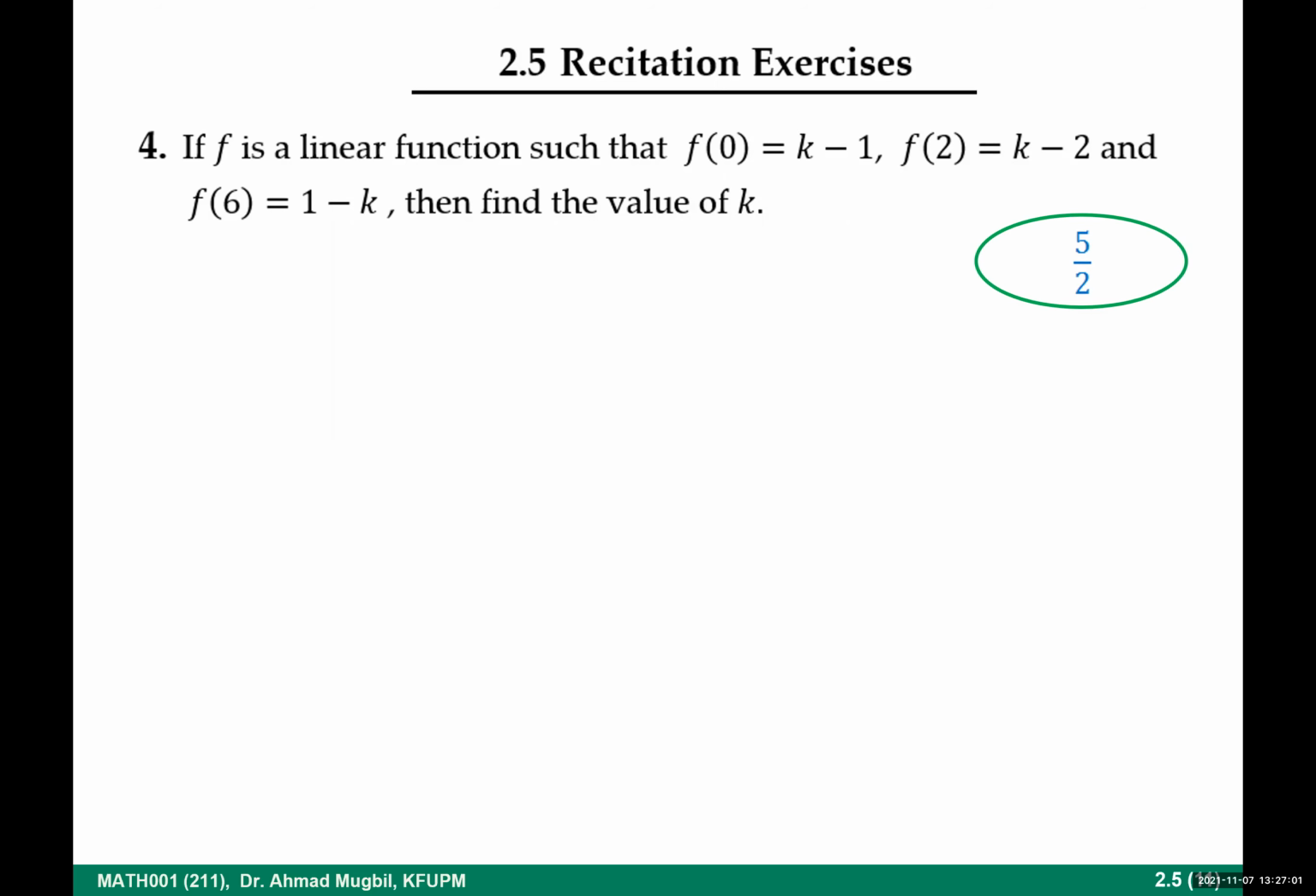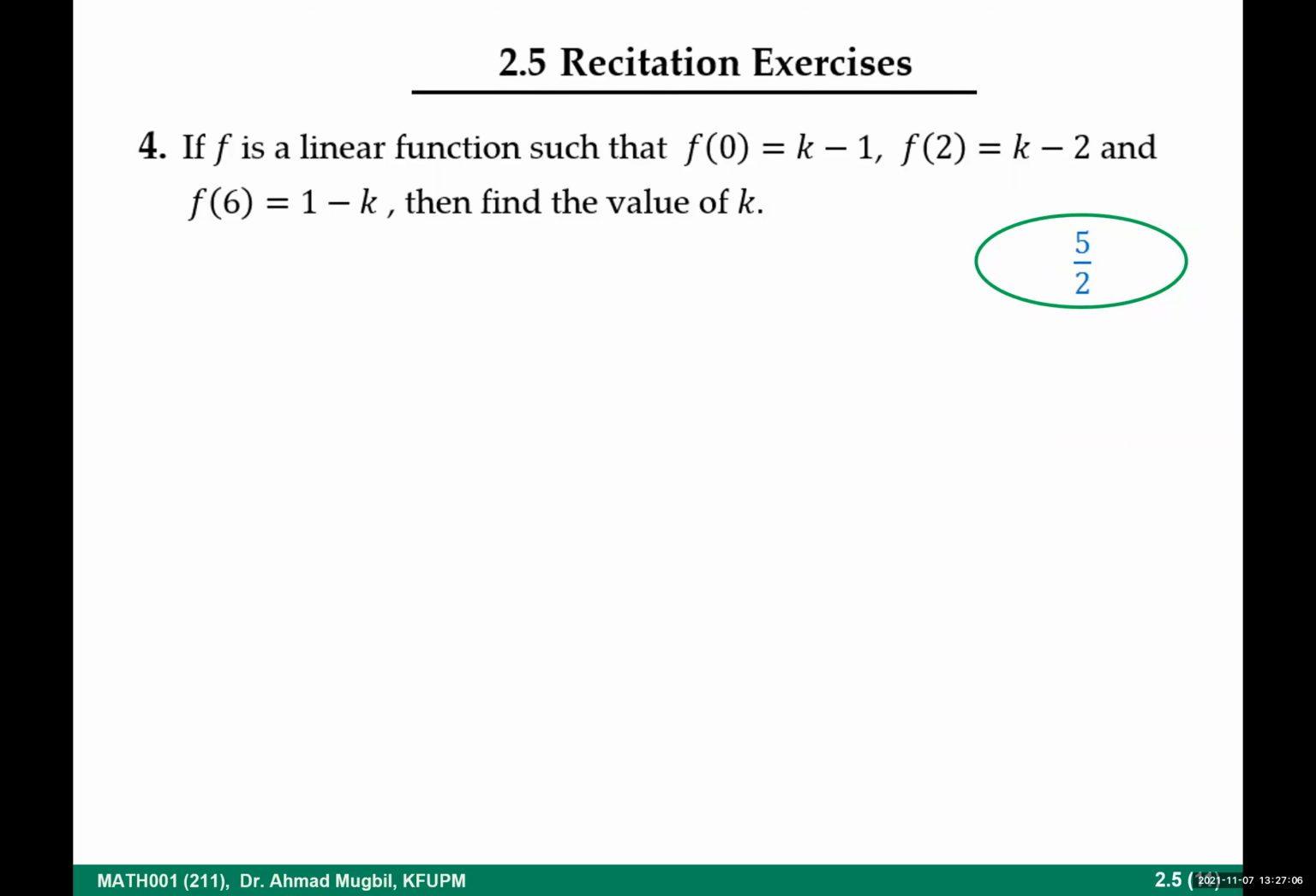k equals 5/2. How? Let's see together how it is 5/2. As most of you did, let's solve it as a 1.3 problem. How many points do we have here? We have (0, k minus 1). This is the first point. This is x, this is y. The second point is (2, k minus 2). And the third point is (6, 1 minus k).